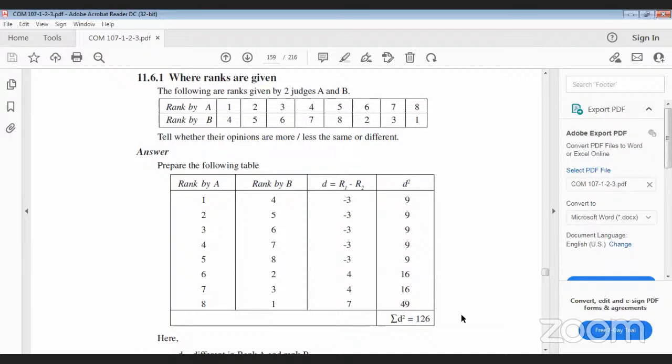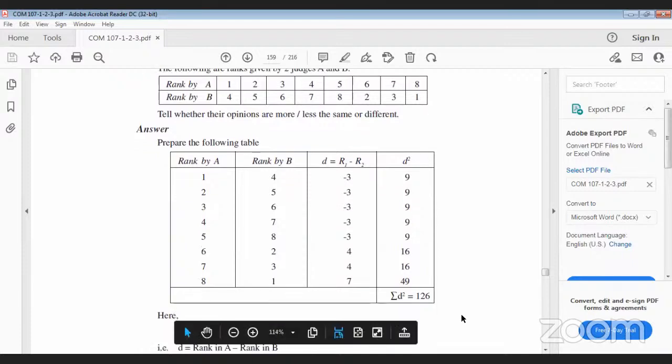Then the square of 4 occurs 2 times here: 16, 16. Then last is the square of 7, multiplication of 7 into 7, that is 49. Then in this fourth column, d square, we have to make the total or summation of d square. The total is 126.